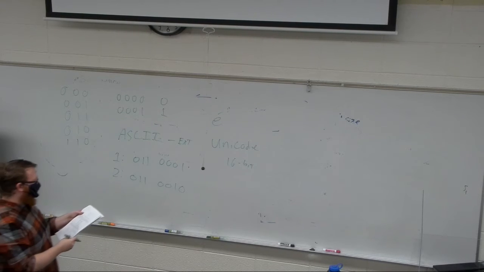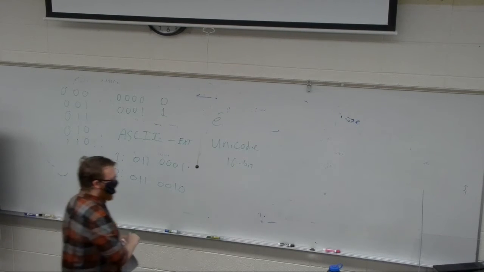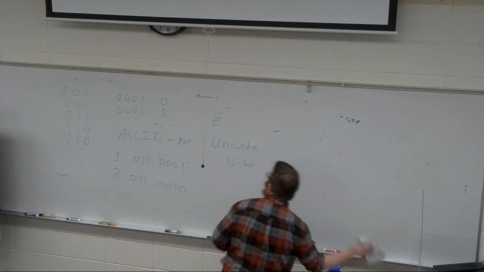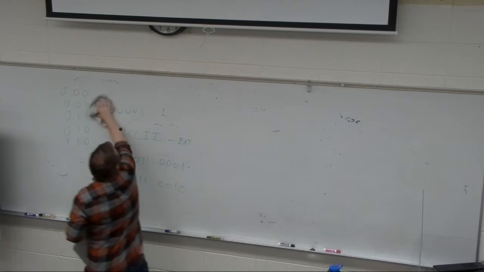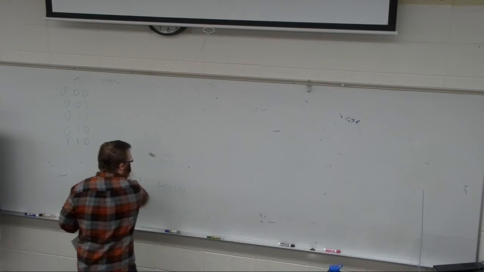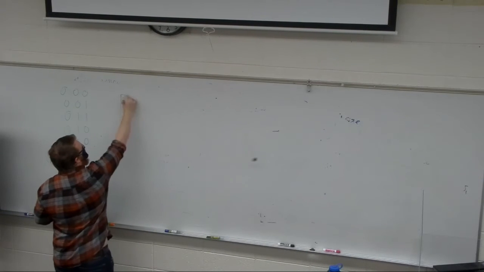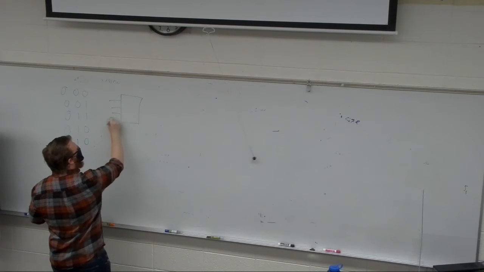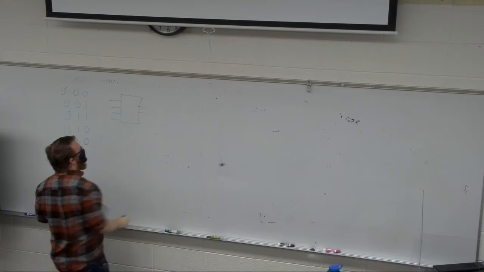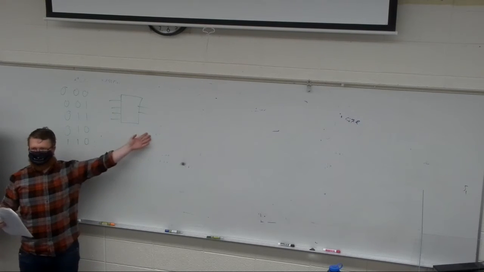Okay, so when we draw an encoder as a schematic, right? So we've talked about how to draw gates in a schematic. Encoders just look like a square box, where they're going to have some number of inputs and some outputs. So this would be like a 4-to-2 encoder.